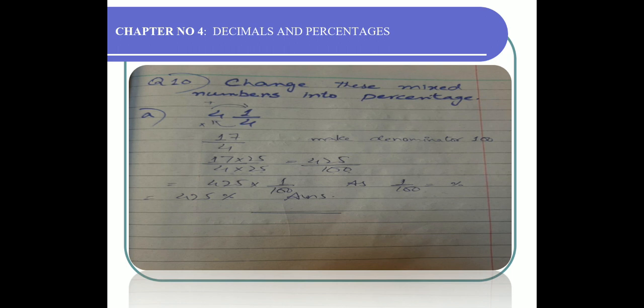Then simply multiply it by 1 by 100. 1 by 100, as I told you, is equivalent to the percentage sign. What you have to do, simply make it 425 percent. It will be converted.